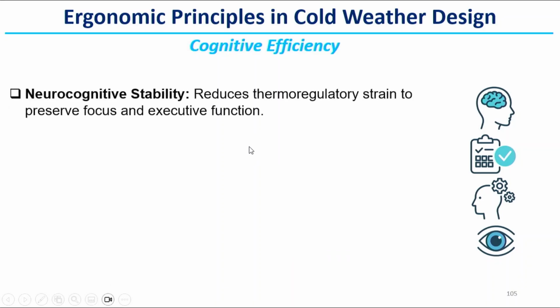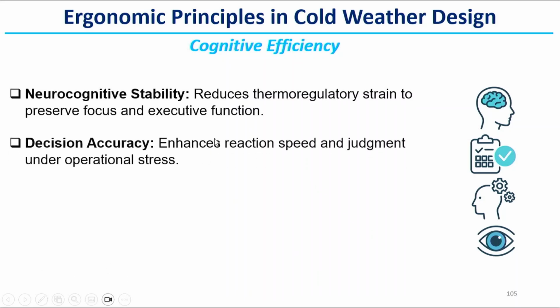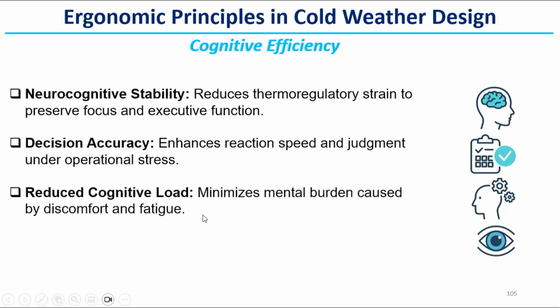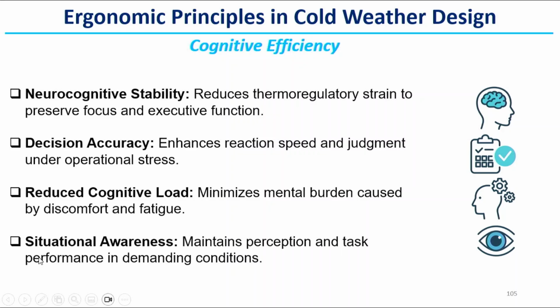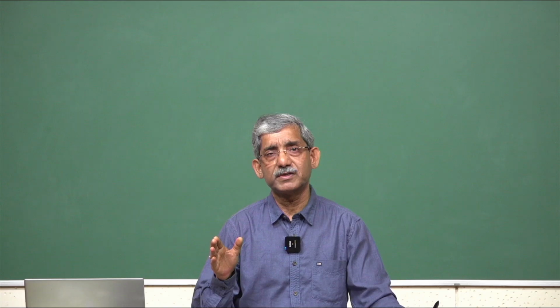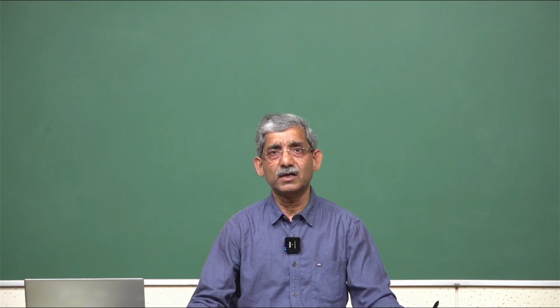The cognitive efficiency is neurocognitive stability: it reduces the thermoregulatory strain to preserve focus and execute the function, and decision accuracy. If we can keep the person comfortable, they can make decisions properly. It reduces the cognitive load, and the clothing should minimize the mental burden caused by discomfort and fatigue. And situational awareness maintains perception and task performance in demanding conditions. So, all these aspects of cognitive efficiency can be increased by proper designing of clothing and enhanced ergonomics.